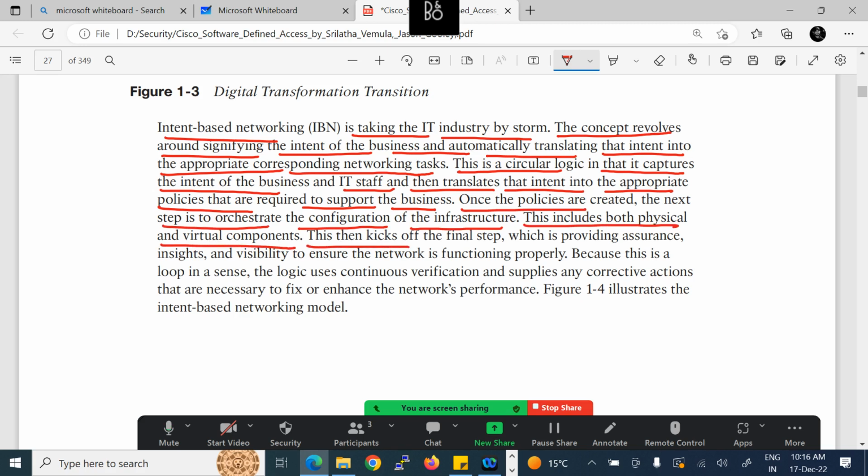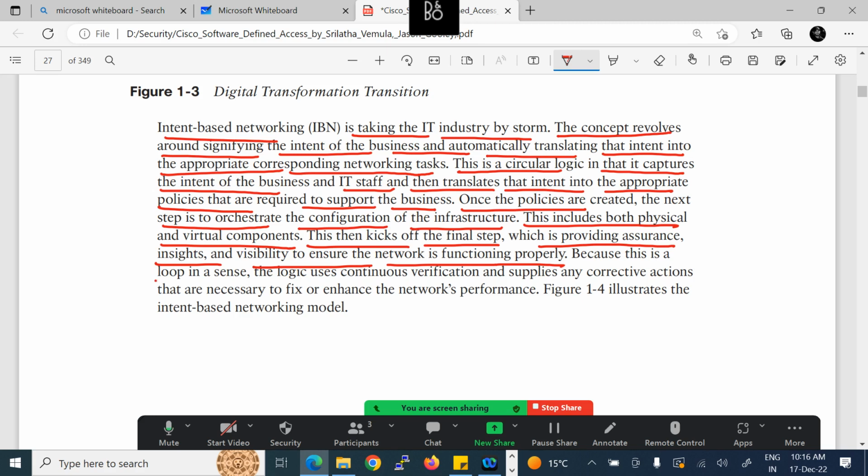This then kicks off the final step, which is providing assurance, insights, and visibility to ensure the network is functioning properly. Like I told you, right? Because what the controller will be doing is providing assurance. We'll talk about what assurance is, and I'll take you through the GUI of DNA Center.